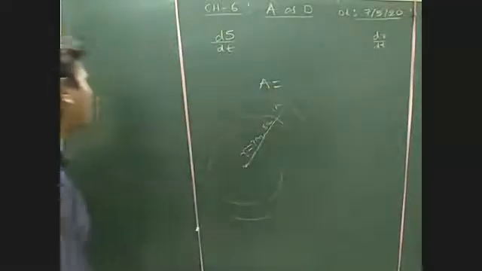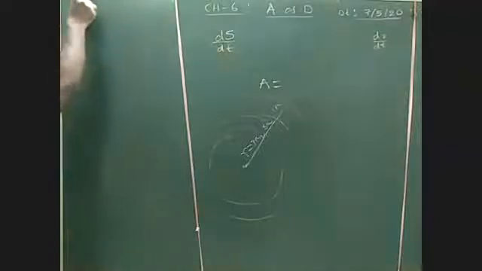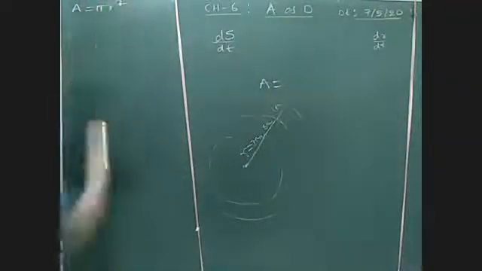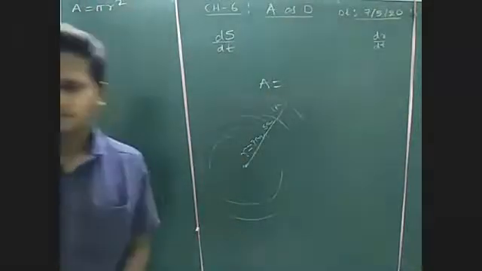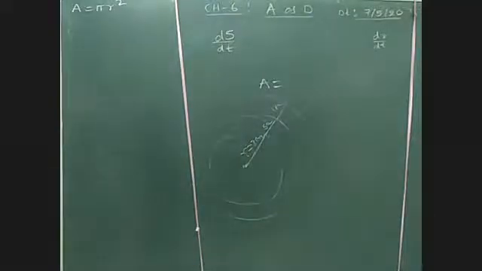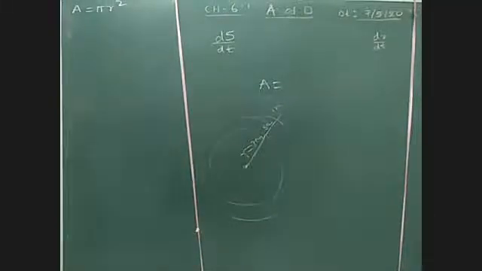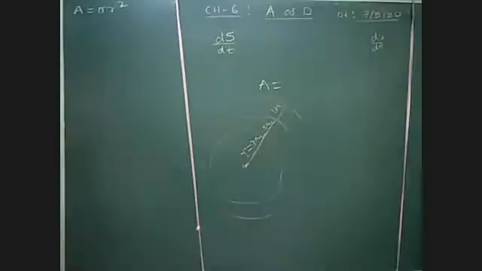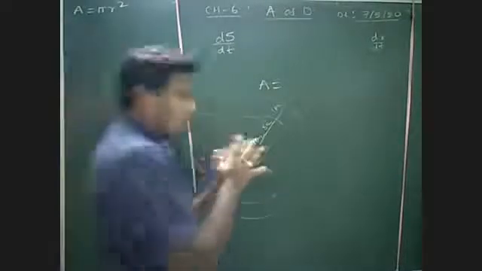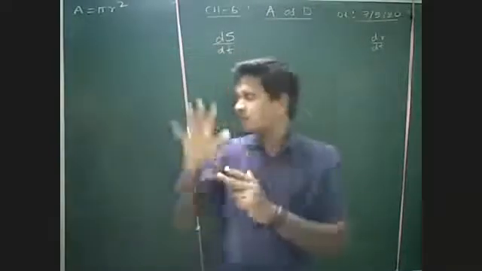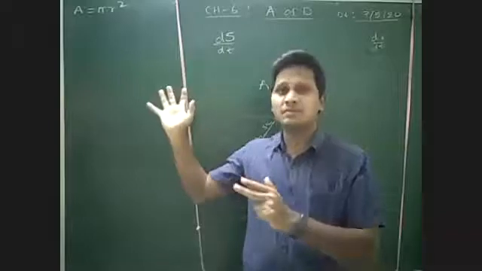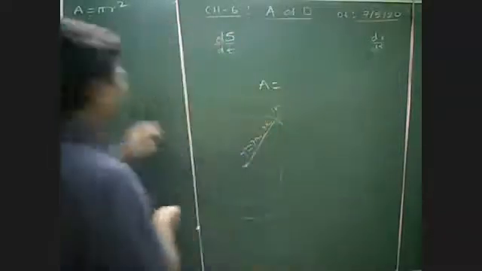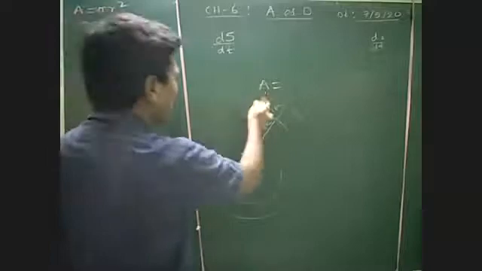For example, I am taking the area of a circle. Already you know that the area of a circle is A equals pi r square. The starting concept is very important, so concentrate. Now I am explaining the concept, and based on this concept we'll do all the problems. A is the area of the circle.